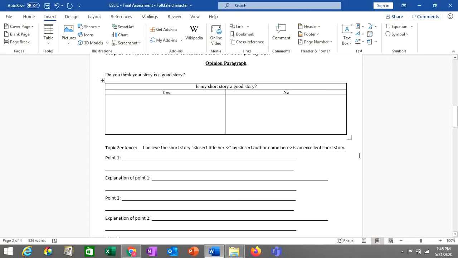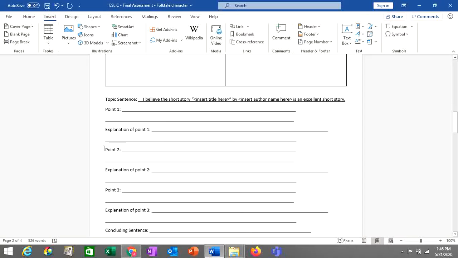Is an excellent short story, or you can say is a poor short story. You have to provide 3 points why you think the short story is good or why you think the short story is not so good, and then explain each of your points.